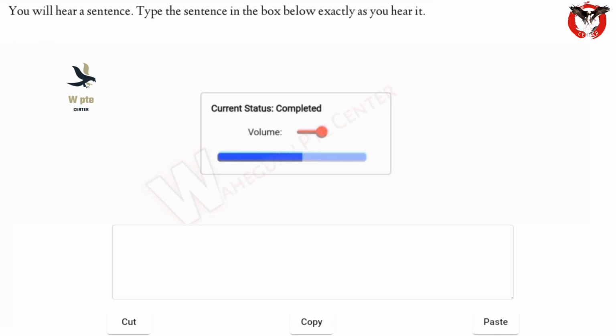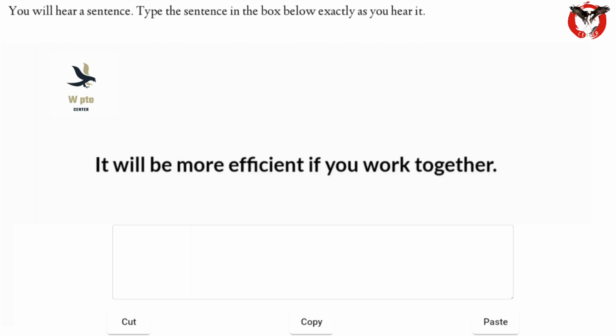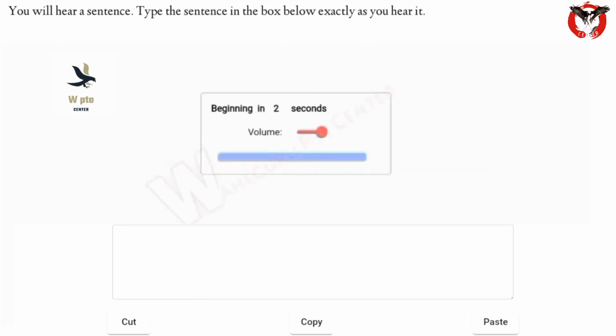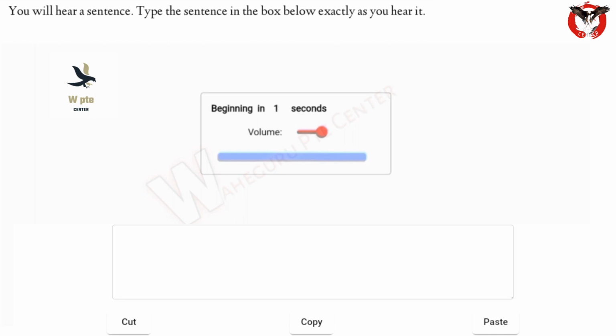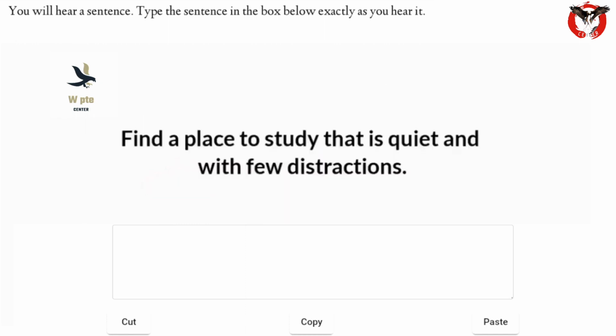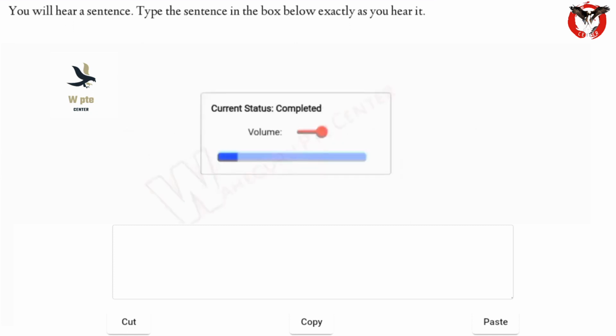It will be more efficient if you work together. The average American family uses more than 1,000 liters of water per day. Find a place to study that is quiet and with few distractions. Career education is intended to help you gain the maximum benefit from your work experience.